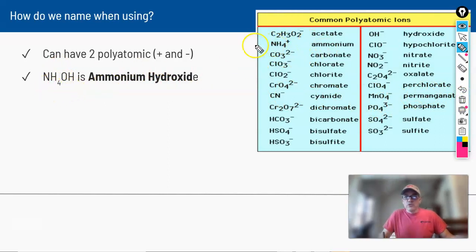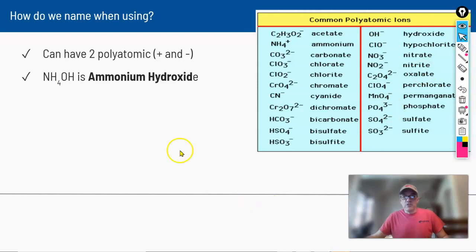So if you come up here and look, you'll notice that NH4 is its own thing called ammonium. And you'll notice that there's an OH, which is its own thing called a hydroxide. So when we figure out where the dividing line is here between the positive and the negative, that's literally our name. We just write down what we see up here. So we've got ammonium, which is the first part. We've got hydroxide, which is the second part.